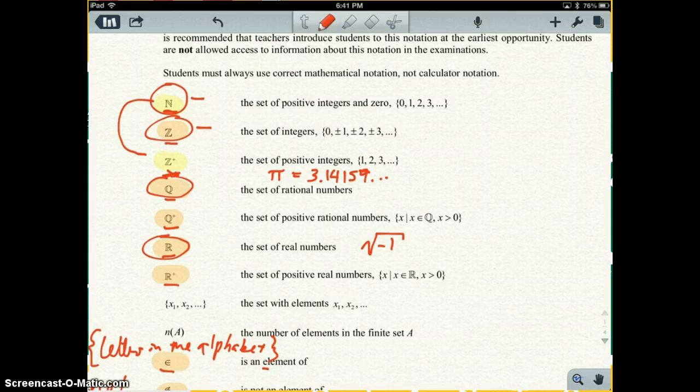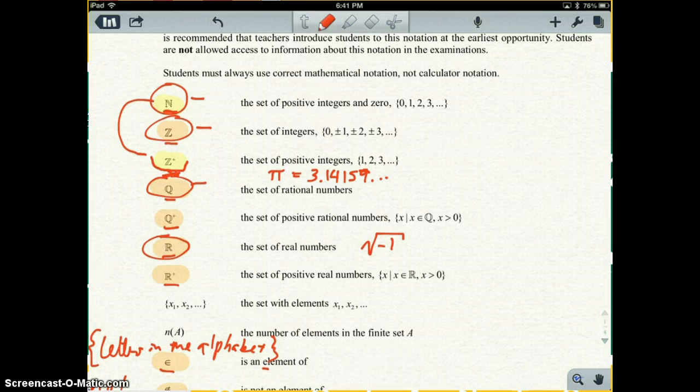Okay? And then here we have a special case of the integers, which is Z with a plus sign. That would be the positive integers, so all the whole numbers except for 0 and negative numbers. Then we have script Q, which is the set of rational numbers.